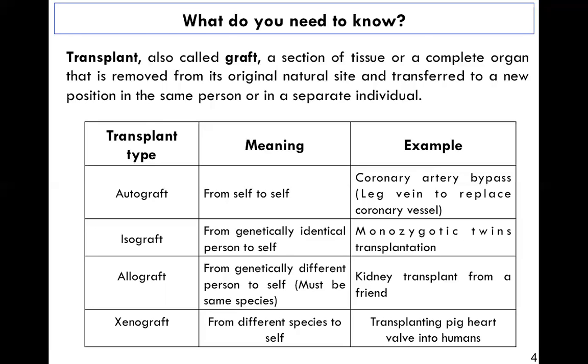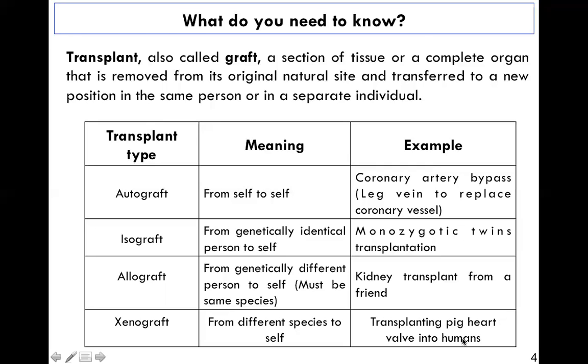So again, if you look here, the prefix is xeno. And what does this term mean? Xeno means aliens or strangers. Graft means the transplant, which we already know. So how can we define it? It means a graft that comes from a person of a different species, from a different species to self. In this case, it means transplanting a pig heart valve into a human.